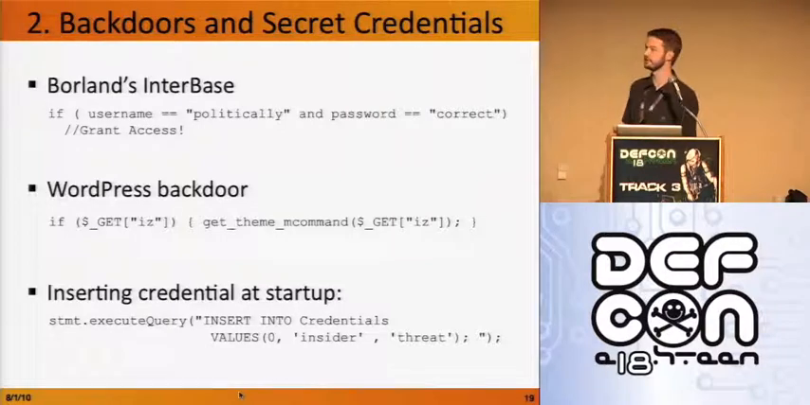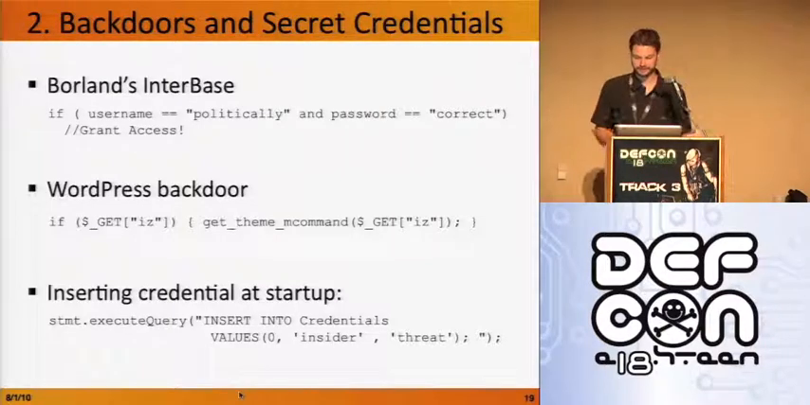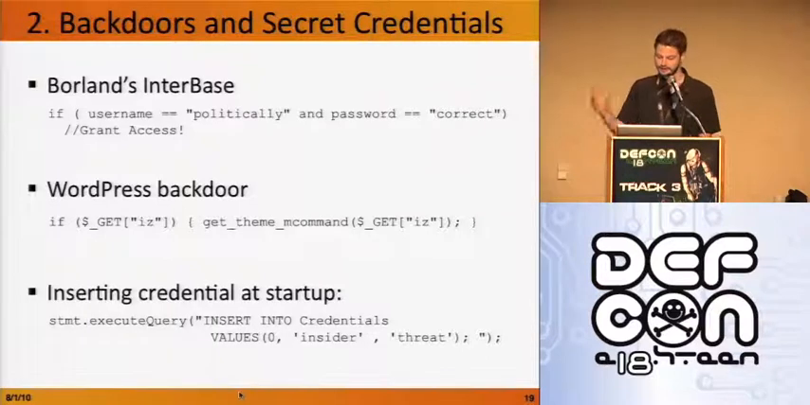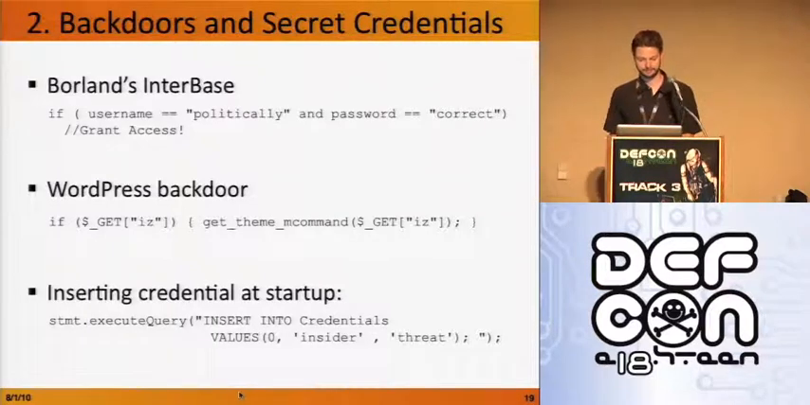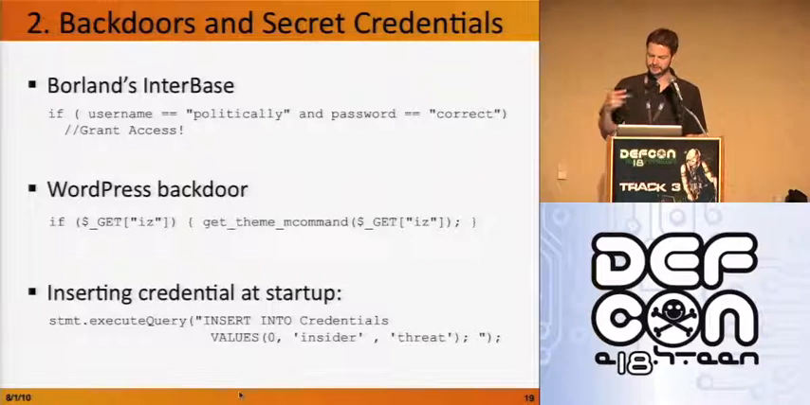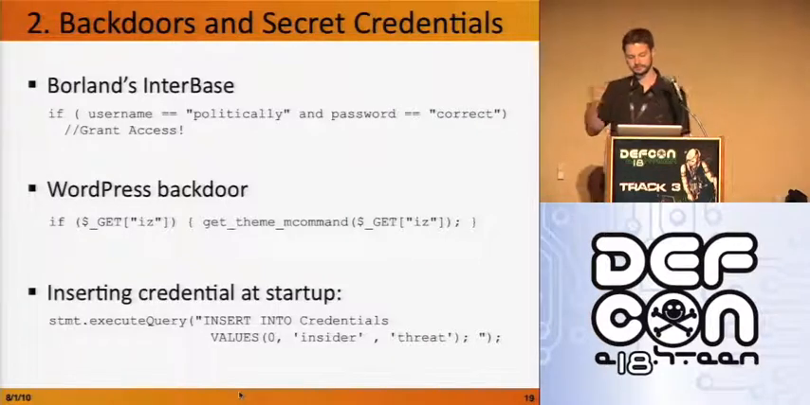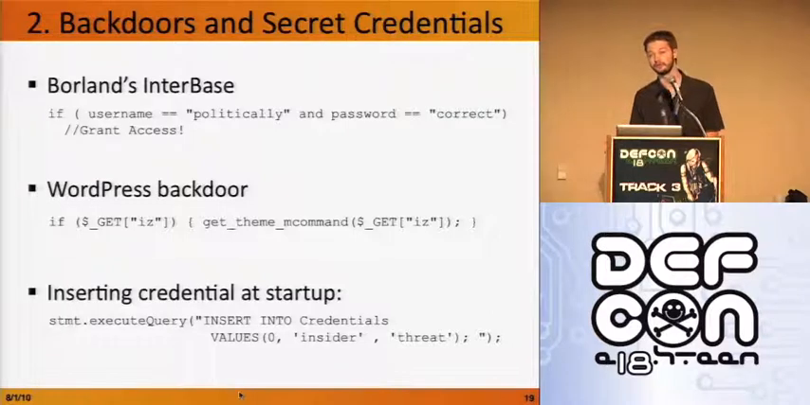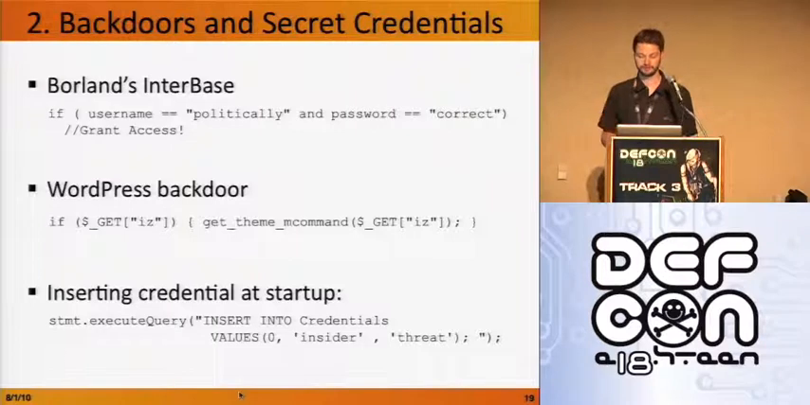A couple of examples. I've explained already the Borland InterBase example, where you insert a hard-coded username and password. Another one to secure your way afterwards was the WordPress backdoor. You can still execute commands on the server itself if you know the special parameter. Knowing the special parameter means you can execute whatever you want on the server, so later on you can grant yourself access.